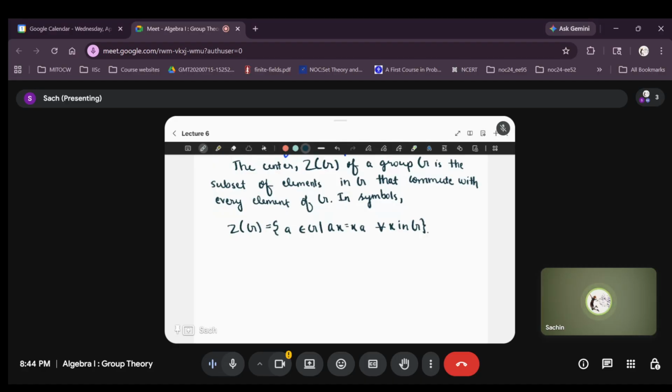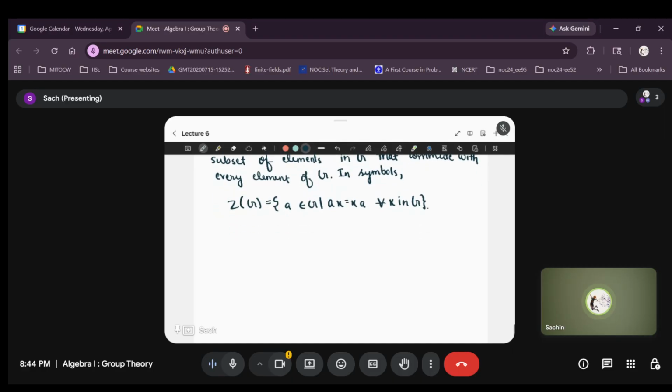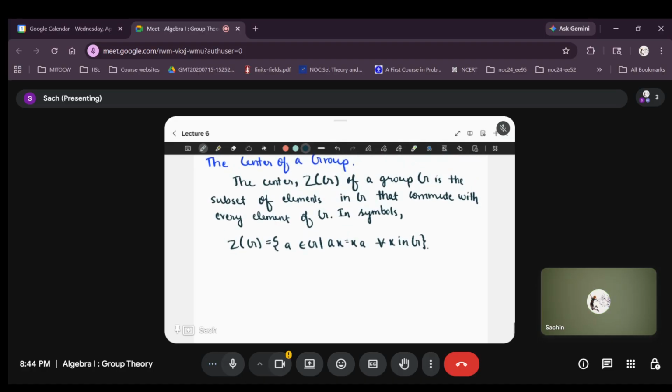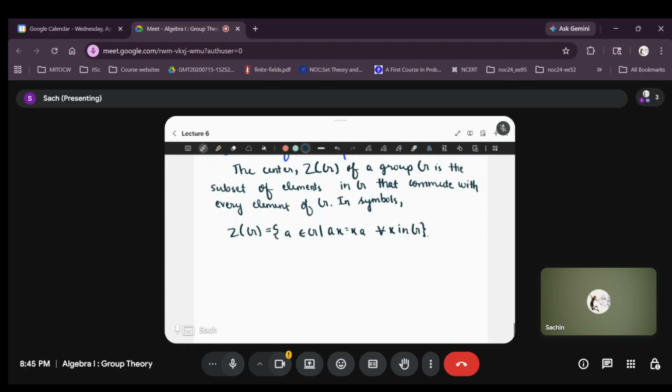For this and the next subgroup, I can't give you a proper example because the proper interesting examples come from dihedral groups that we didn't look into too much. So you just have to stick with the definition. The definition is clear, right?